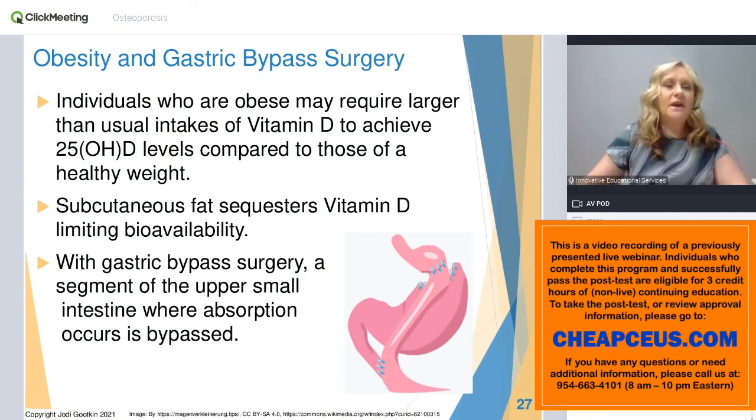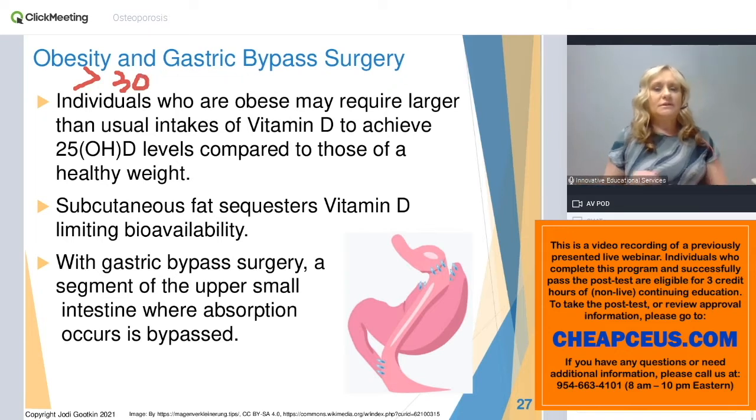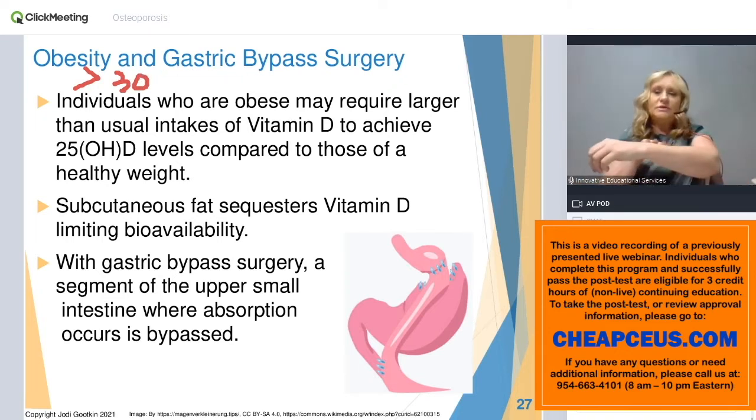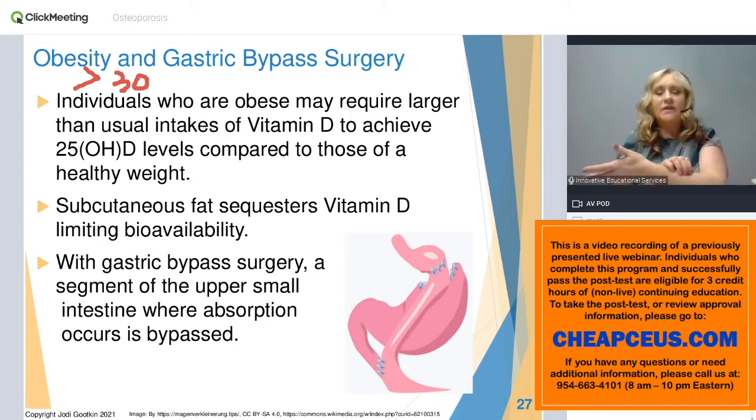Individuals who have a BMI over 30 presenting with obesity, what is recognized is that subcutaneous fat layer tends to sequester the vitamin D. Even if they're getting enough sun exposure to absorb sufficient vitamin D, when it's sequestered under the skin, then it's not bioavailable for the rest of the body, placing them at risk for poor mineralization.